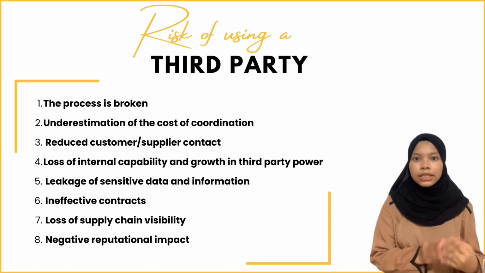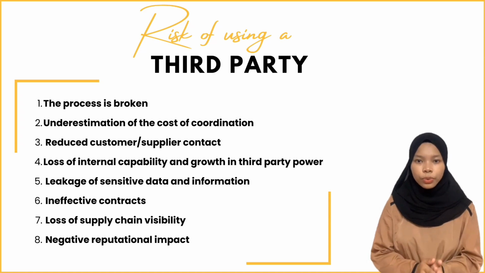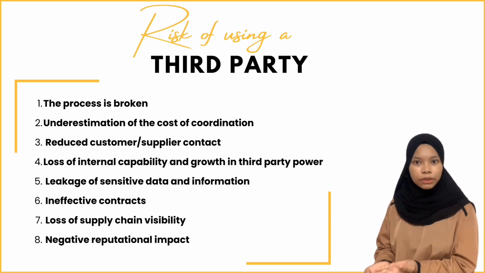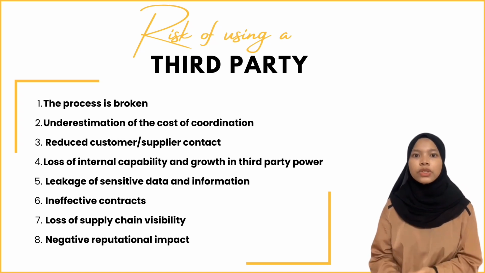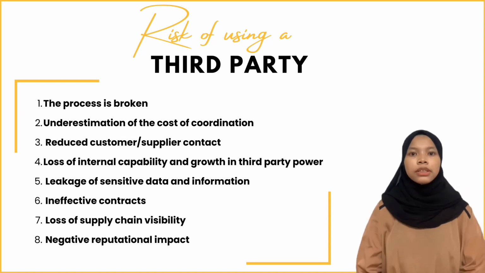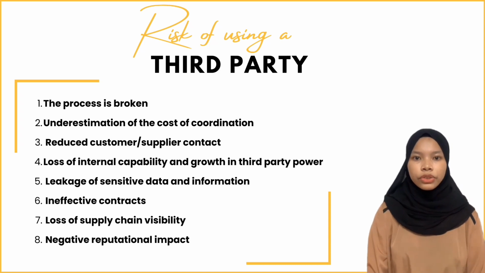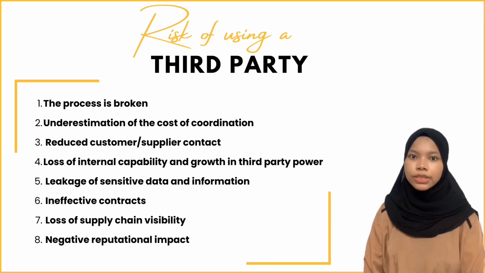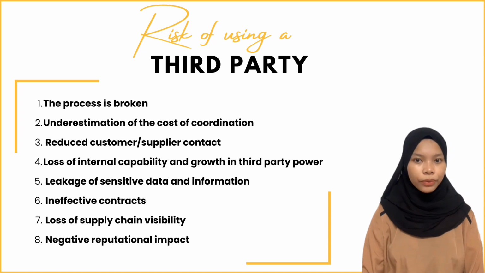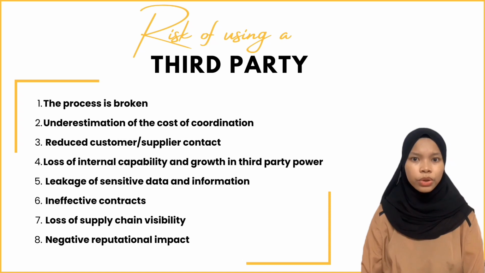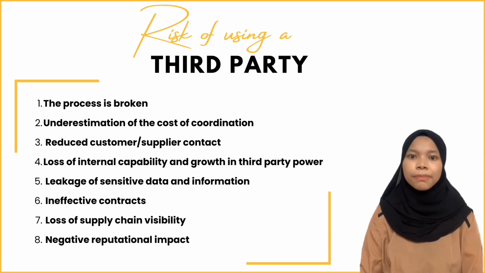And the next risk is ineffective contracts. Contracts with performance metrics that distort the third party's incentive often significantly reduce any gains from outsourcing. The seventh risk is loss of supply chain visibility. The introduction of third parties reduces the visibility of supply chain operations, making it more difficult for the firm to respond quickly to local customer and market demands. This loss of visibility can be especially damaging in long supply chains.